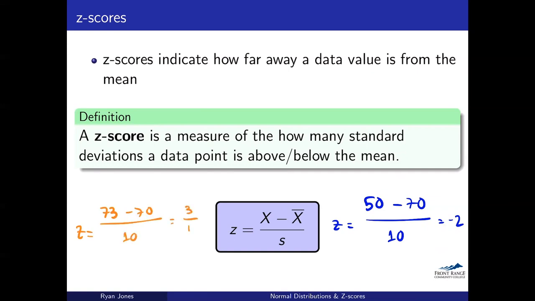You're going to notice you get 3 over 10 here, which is equal to 0.3. And so what this tells me is that a data point, someone who scored a 73, they were 0.3 standard deviations above the mean right there. And so there's a z-score calculation for 73.